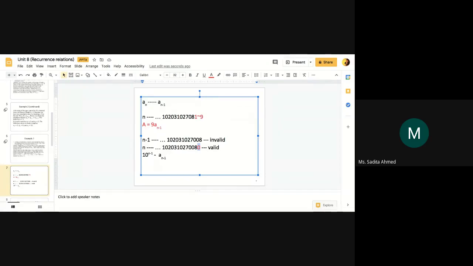So each and every one of the invalid strings of length n minus 1, if I add 0 at the end of each of them, each one of them is converted to a valid n length digit string which ends with 0.